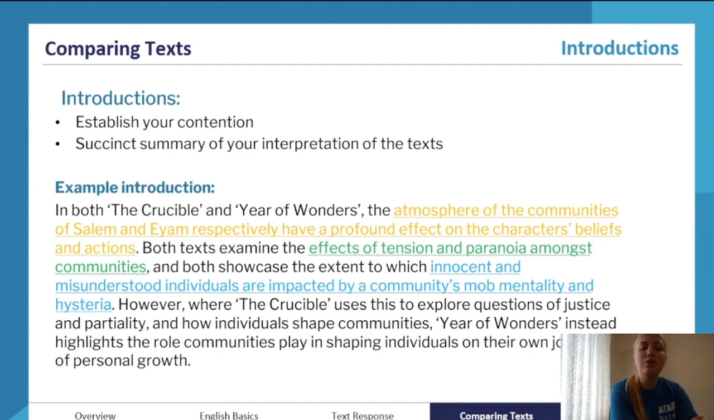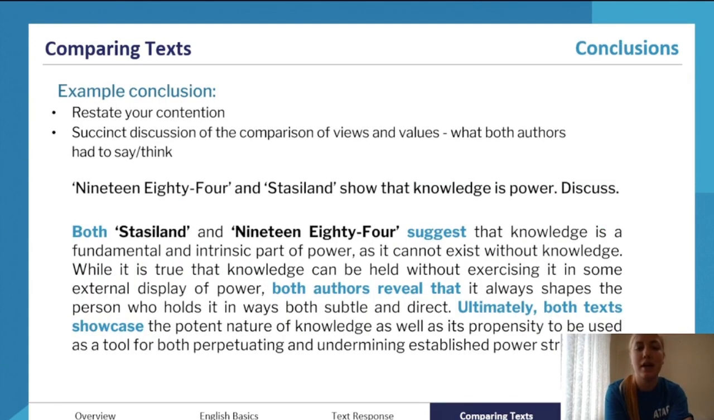However, where The Crucible uses this to explore questions of justice and partiality and how individuals shape communities, I have a different views and values message or authorial intent statement for my other text, Year of Wonders, that it instead highlights the role that communities play in shaping individuals on their own journeys of personal growth. So we introduced a link based on the difference for our views and values there.